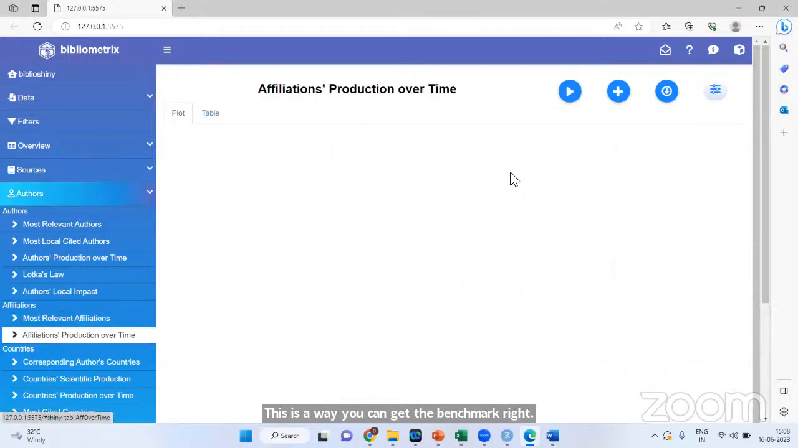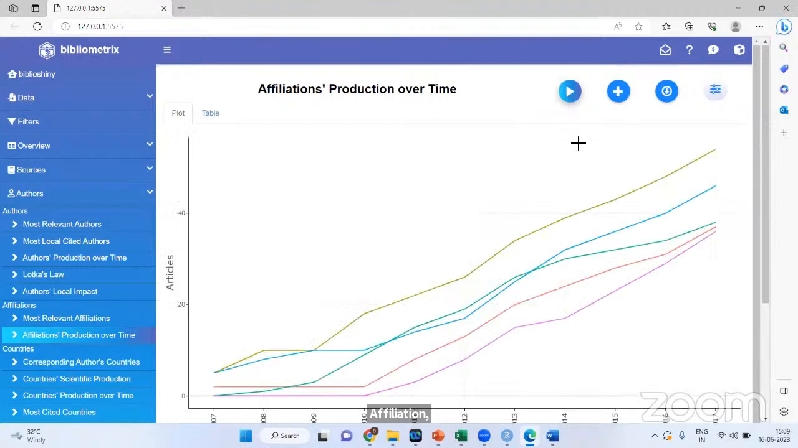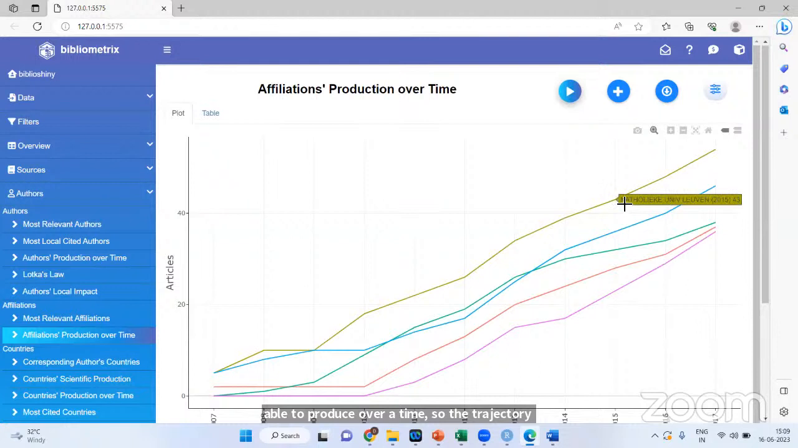Affiliations production over time: how institutes are able to produce over time. So the trajectory will be there of each and every university.